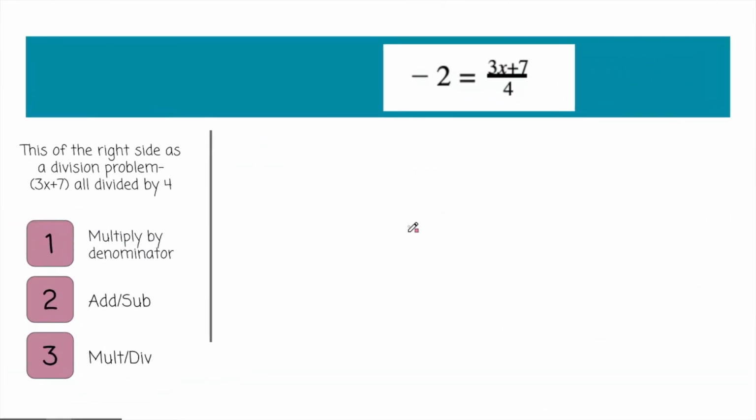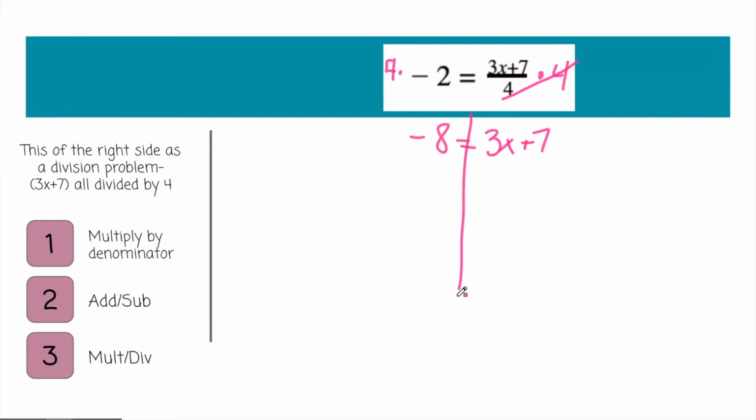In this example, we have a fraction, but we're going to think of that fraction as a division problem. So we have negative 2 equals 3x plus 7, that whole numerator, divided by 4. So the first goal is to multiply both sides by the denominator. That way we can get rid of our fraction. So I'm going to start by multiplying my right side by 4 as well as this side by 4. So these 4's will cancel out. On the right-hand side, I'm left with 3x plus 7, and on the left-hand side, 4 times negative 2 equals negative 8.